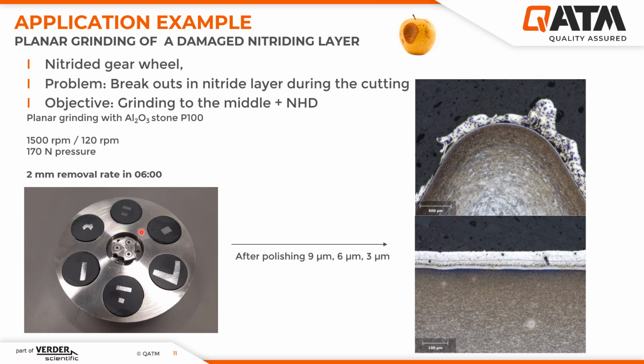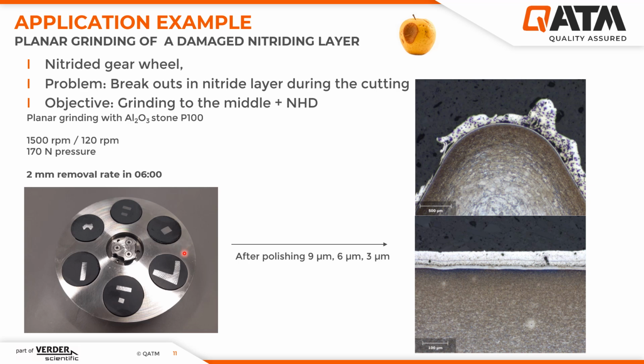Here is an example for planar grinding of the nitriding layer. As you can see on the left side, 6 samples of the nitrided gear wheels can be prepared simultaneously. The problem here is the breakouts of the nitride layer during the cutting, and the objective is to grind the samples to the middle of the gear wheels and then perform the nitriding hardness steps on the sample.